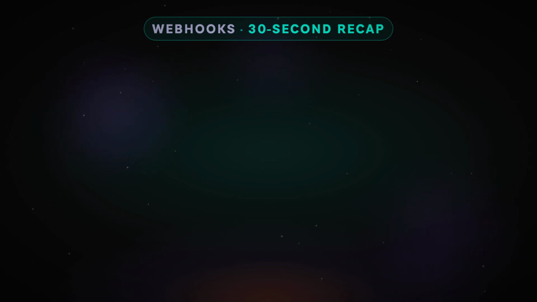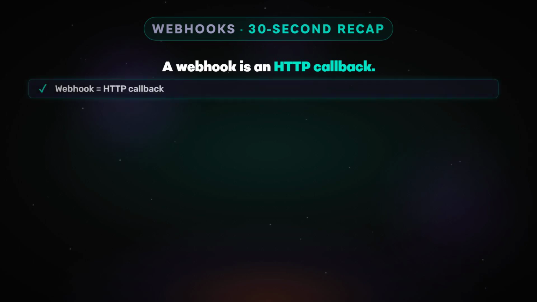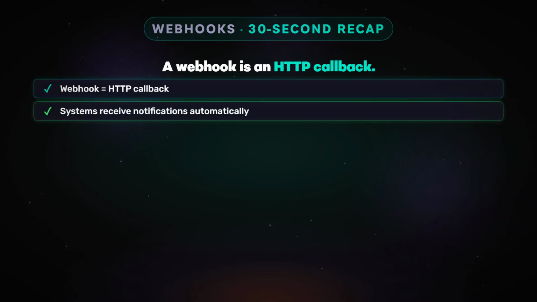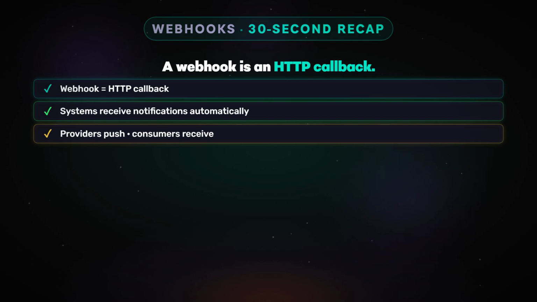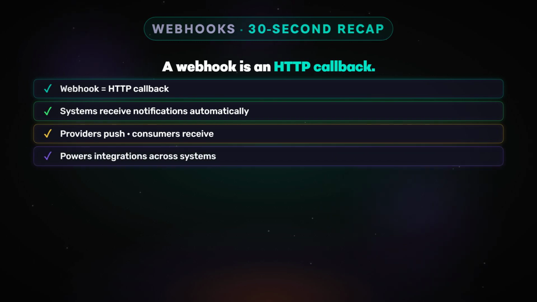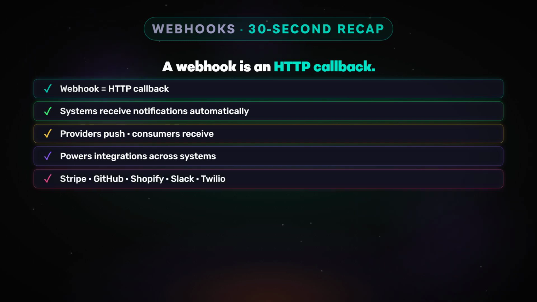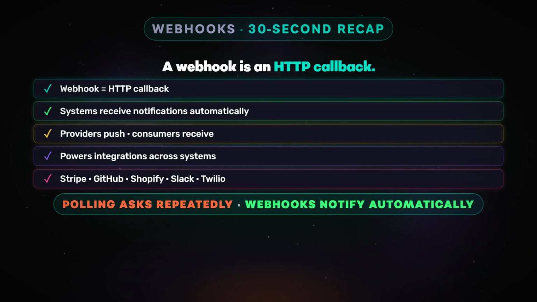Now let's try to recap what we understood. A webhook is an HTTP callback. Instead of repeatedly asking for updates, the system receives a notification automatically when events occur. Providers push events, consumers receive them. Webhooks power integration between systems like Stripe, GitHub, Spotify, Slack, and Twilio. Interview one-liner: polling asks repeatedly. Webhooks notify automatically, and that simple idea powers much of the modern event-driven internet.